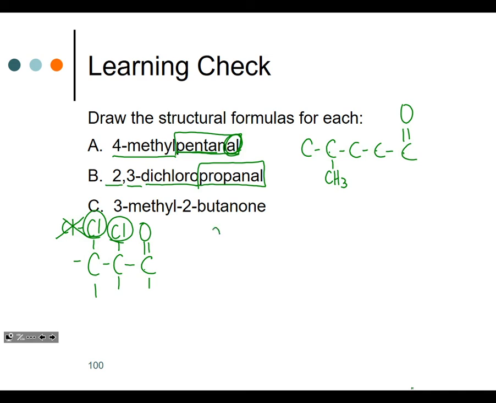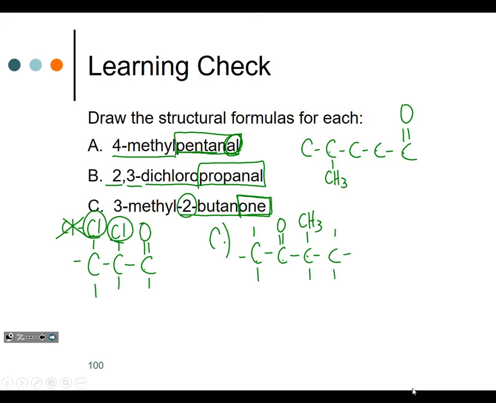All right, now on C, I've got butanone. So as soon as I see but-, I'm 1, 2, 3, 4. Now this tells me it is a ketone, and that double bond is coming off of carbon 2. Now on carbon 3, I have a methyl, so 1, 2, 3. There's a CH3. Right, and that's how you would draw those.